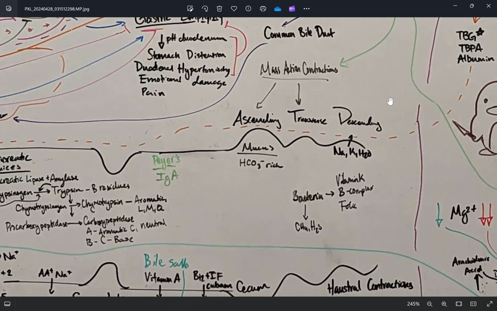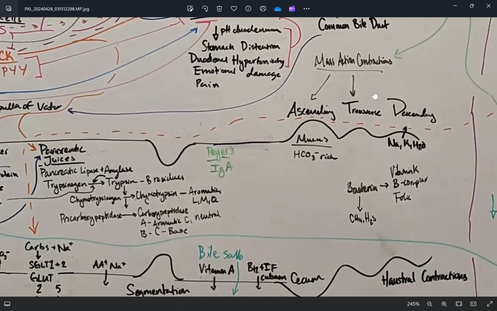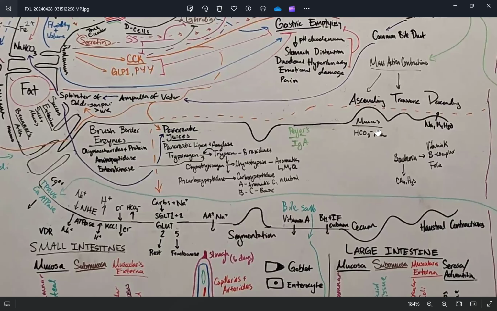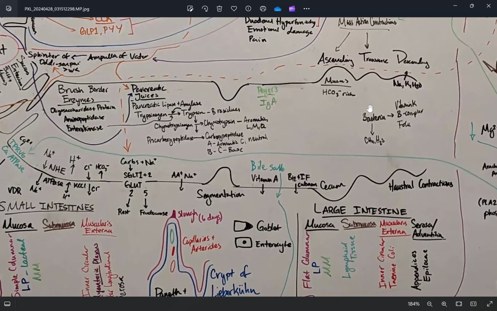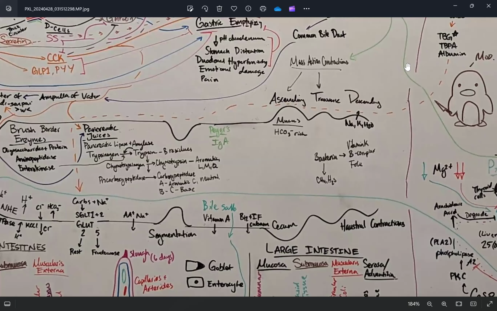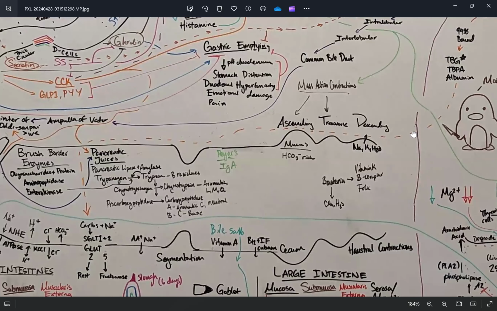In your small intestines, like I mentioned, you have segmentation. In your, excuse me, large intestine, you have your haustral contractions. You also have something called mass action contractions, which only occur in the ascending and transverse parts of your intestine, and that is stimulated by gastric release, which is stimulated by eating.